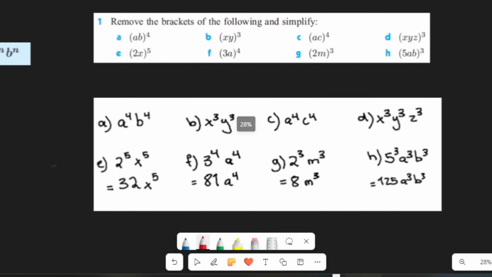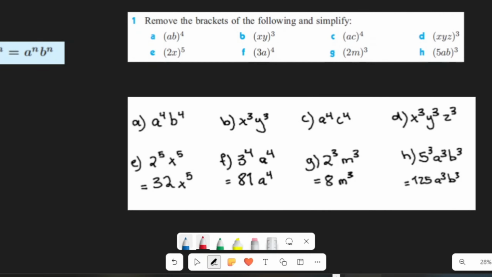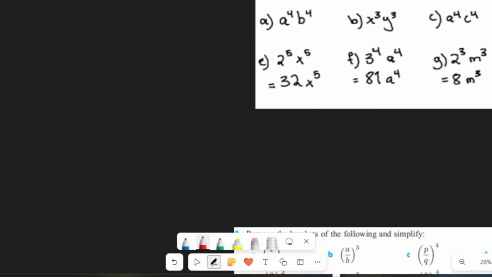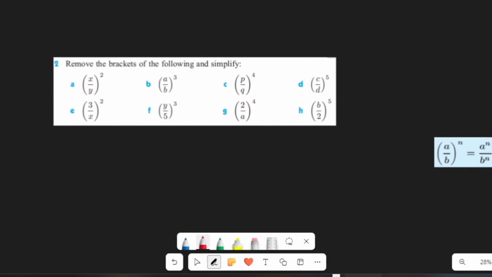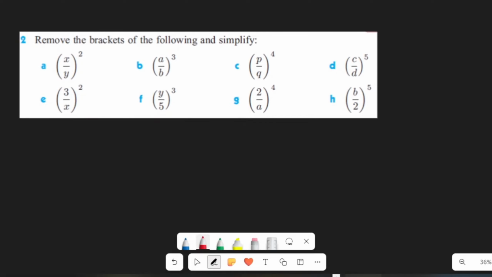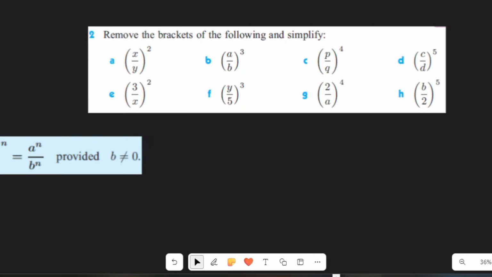And whenever you're facing any trouble, just remember the rule written over here. So a times b all to the power of n is equal to a to the power of n times b to the power of n. I'm going to give you a few seconds to check your answers and let's move on to the next examples. So, in this example, remove the brackets of the following and simplify. If you need some help, here's the rule.